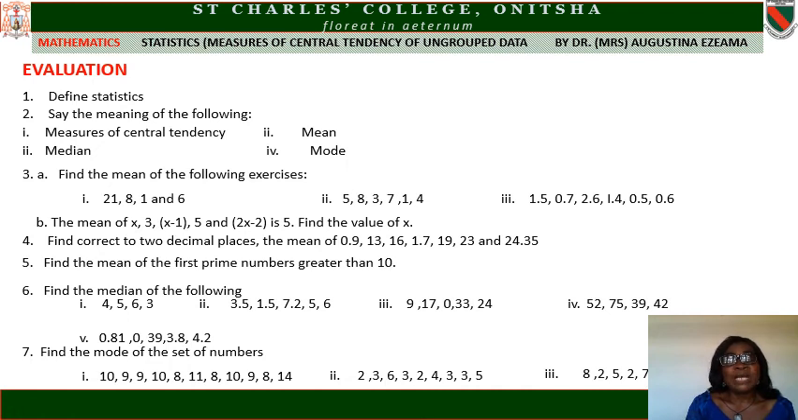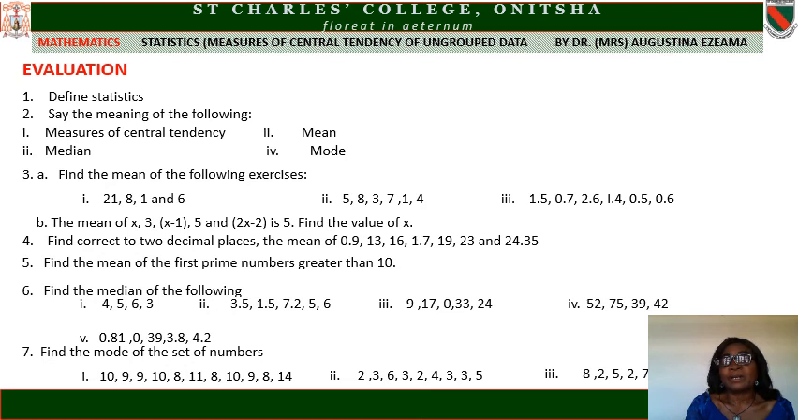Remember, you will need to know the prime numbers. What is a prime number? Before you'll be able to find those that are greater than 10. Number 6. Find the median of the following: 4, 5, 6, and 3. Number 2: 3.5, 1.5, 7.2, 5, and 6. Number 3: 9, 17, 0, 33, and 24.